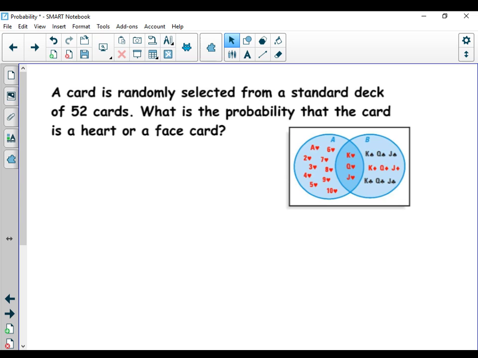Okay, so I asked myself the question, can it be a heart and the face card at the same time? Okay. So we're first going to look at the probability that it is a heart card. So again, you've got this visual up here, but without this visual, you would have to know that information on your own. So how many heart cards do we have? 13.